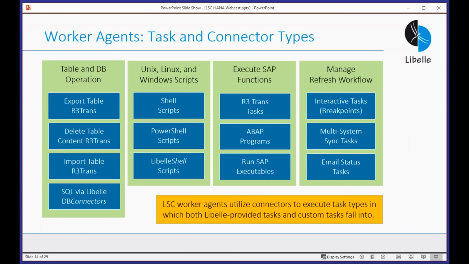Overall, our automation framework supports different task types. On the screen, you see on the left side table operations and database operations. This is how we execute specific tasks like RFC table export and import. We have tasks for shell scripting, so we can run Windows PowerShell or any Unix shell. We have SAP functions running ABAP programs, reports or any R3 runs, and then tasks to manage the refresh workflow, so we can sync tasks between different refreshes. If you do ECC and BW together, we can sync that and update the customer about the status by email.